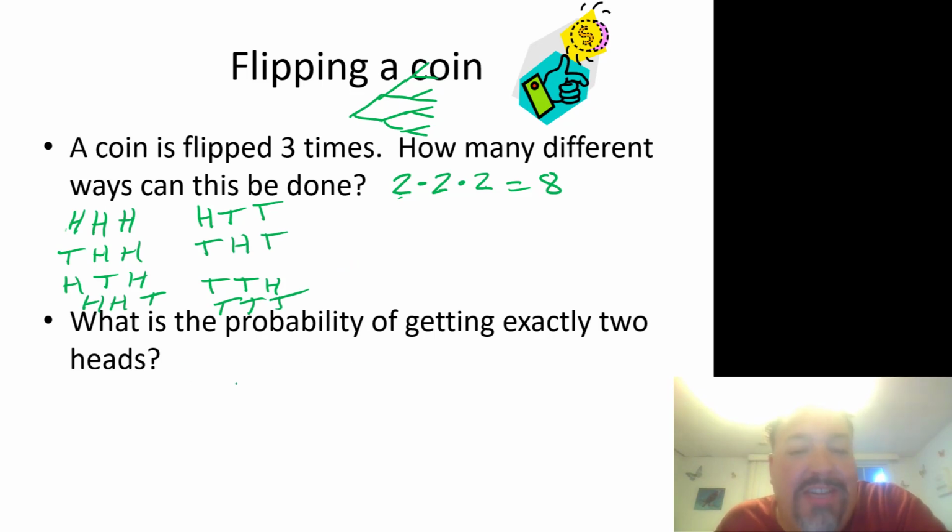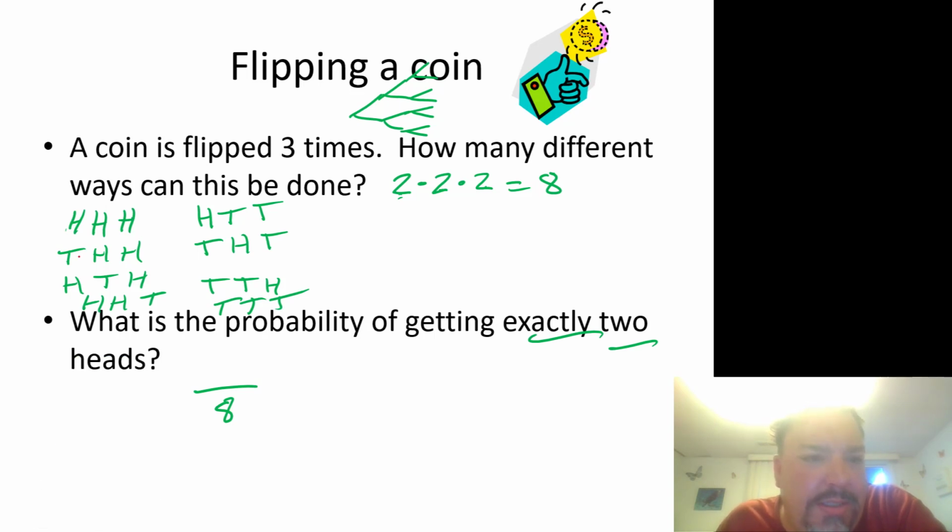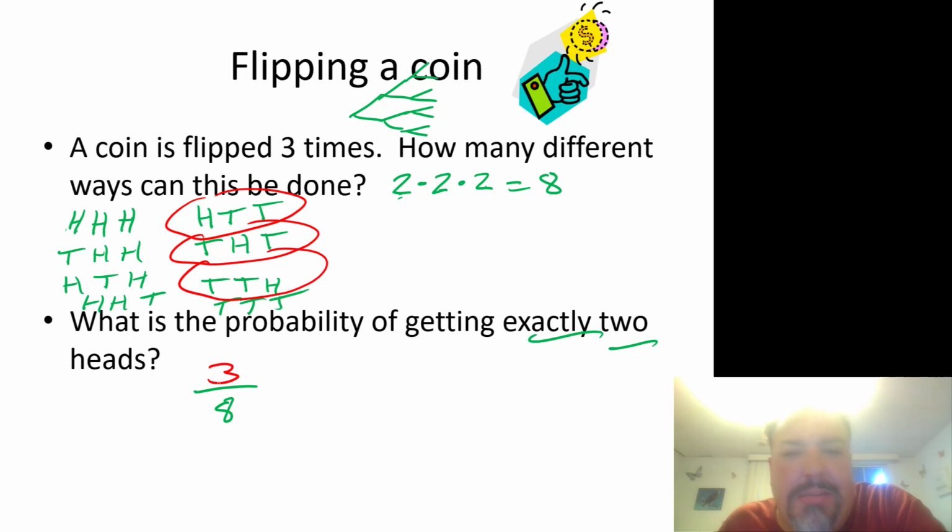What is the probability of getting exactly 2 heads? So we know that we have a total of 8 possibilities. How many of these have exactly 2 heads? So we can just go up here and look. So where do we have 2 heads? This one has exactly 2 heads, this one has exactly 2 heads, and this one has exactly 2 heads. So that's going to be a probability of 3 out of 8.